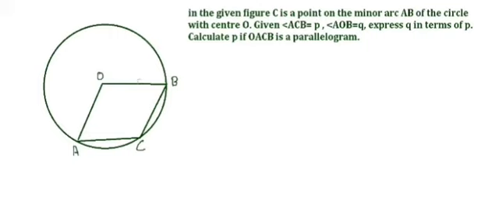Now we are taking another question. Here in this question it is given that OABC is a parallelogram. So we know the properties of a parallelogram. Opposite angles are equal. Here this angle will be equal to this, and this angle AOB will be equal to angle ACB. Now angle ACB is given as P, angle AOB is given as Q. So because it is a parallelogram, we can write Q equals P.